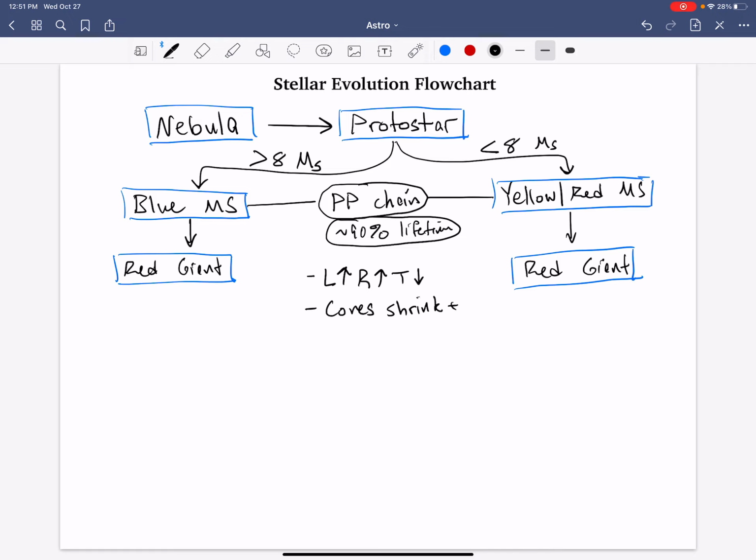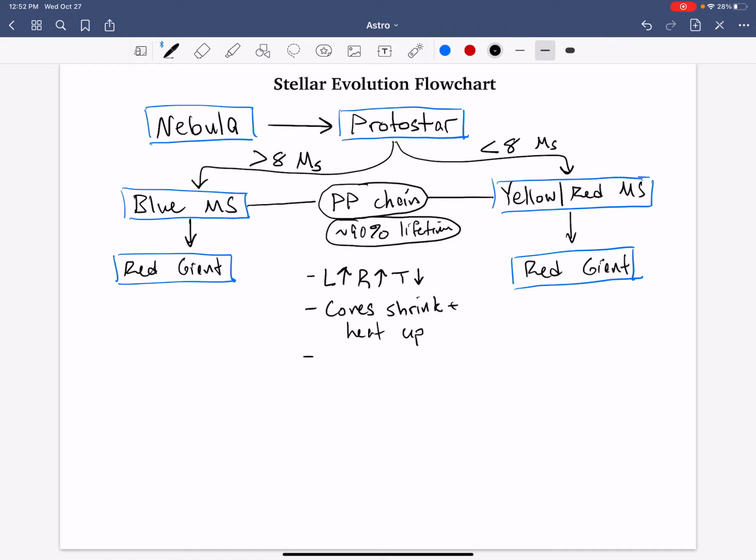Cores shrink and they get hotter. So the star itself, the star physically gets larger, right? Thus it becomes brighter, but their surfaces cool off. Meanwhile, their cores get smaller, get more dense, and thus become hotter. And so, thankfully, they become hotter because eventually, if they get hot enough, they're going to fuse helium into carbon.